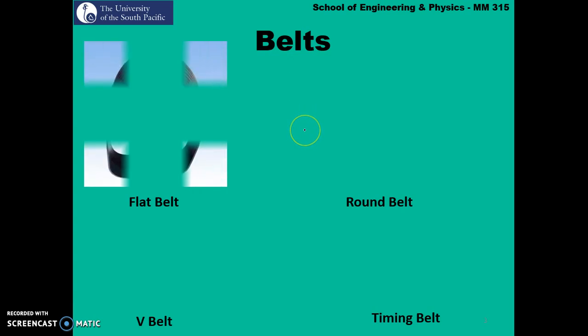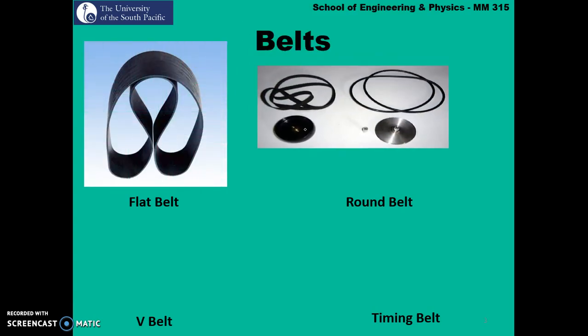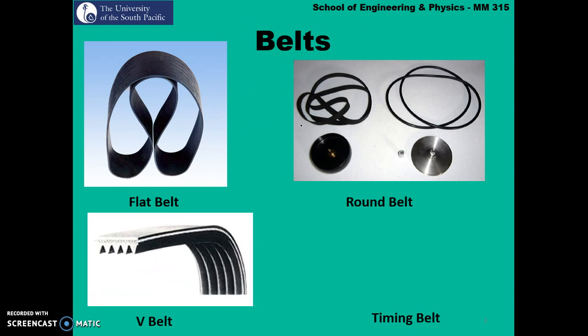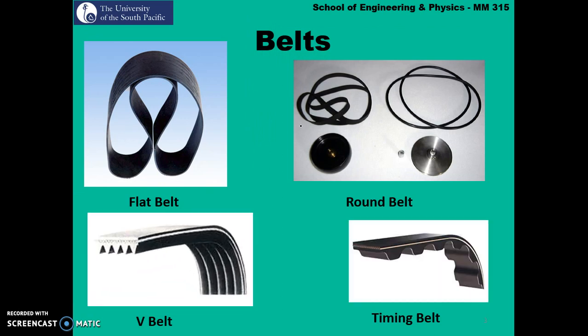Again, just looking at different types of belt: flat belt, round belt, a V belt, and finally a timing belt. One of the unique properties of a timing belt is that slippage is minimized, so there is no slippage. So it has a perfect velocity ratio of 1.